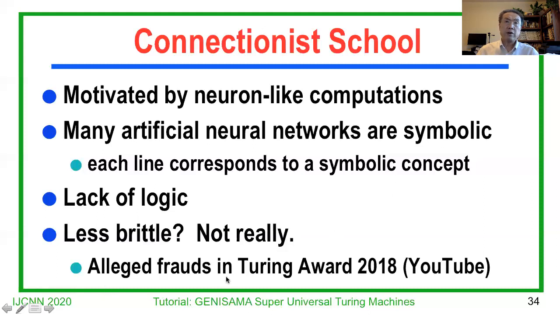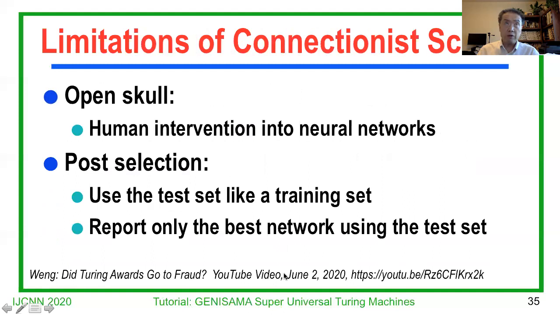And I allege fraud in the Turing Award 2018 because it's like a black box. So the startup people just do a lot of networks, tune the parameters to fit the data. So it's not really less brittle, but just using the test set as a training set. So it gives room for fraud.